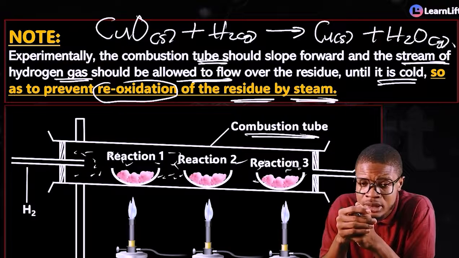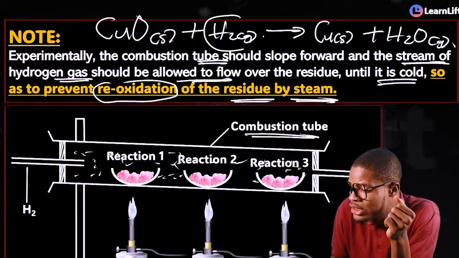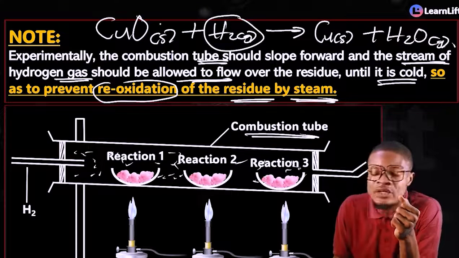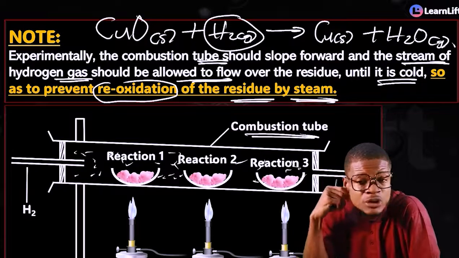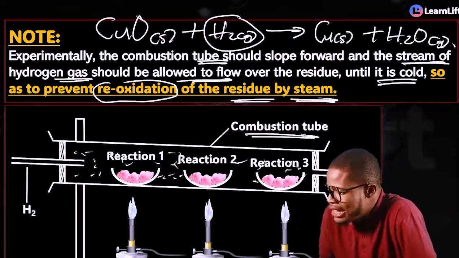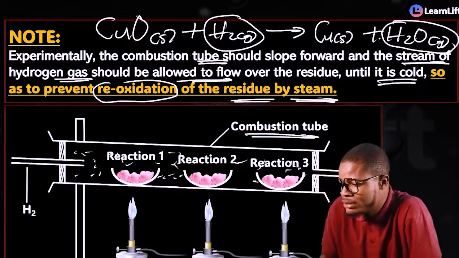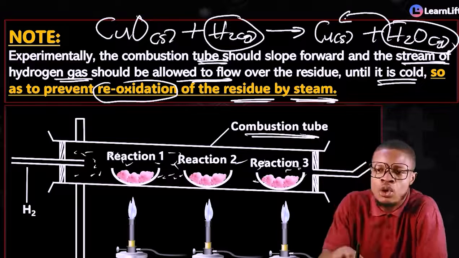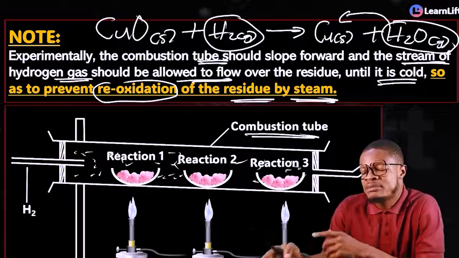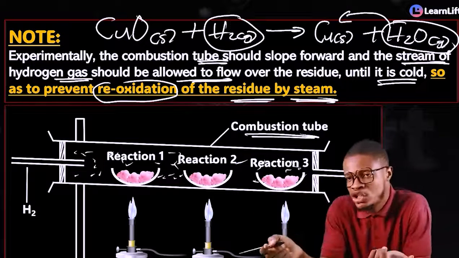That's the steam there. Now, this is my hydrogen gas that is passing over my copper(II) oxide solid. Allow the hydrogen gas to keep flowing. If you stop it at any point of the reaction, what will happen? Any of the steam that is already being formed will go back and combine with your what? Your copper. And when the steam is combining back with copper, that is oxidation taking place.